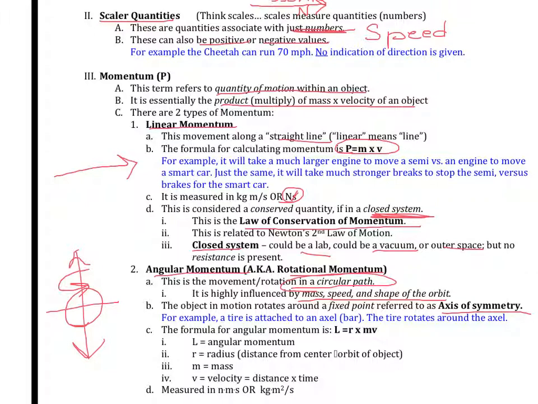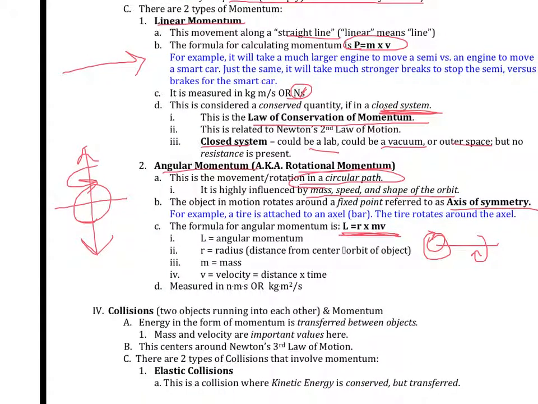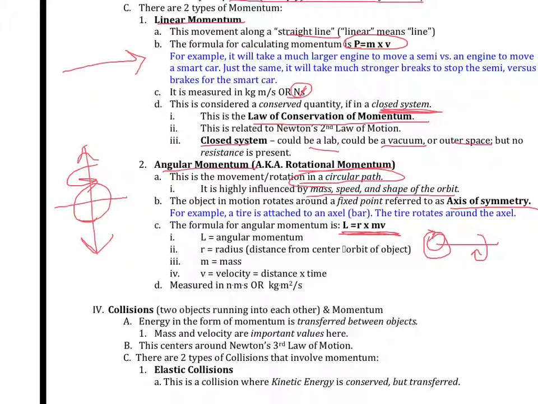Just think about tires on an axle. If you put a tire and attach an axle to it, well, the axle will rotate, which causes the tire to move in a circular motion. The tire is attached to the axle, the tire rotates around the axle. The way we determine the amount of angular momentum something has is using this formula, where L is the angular momentum, R is the radius, and mass and velocity are also incorporated in there. Angular momentum is measured in Newton meters.